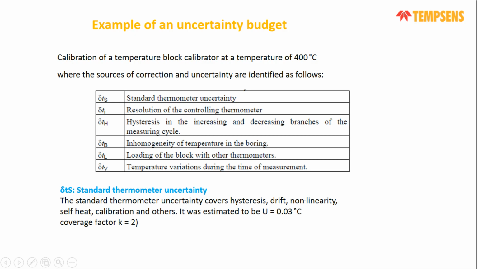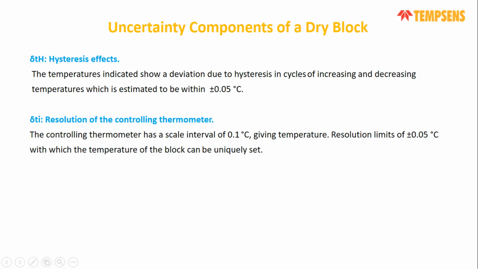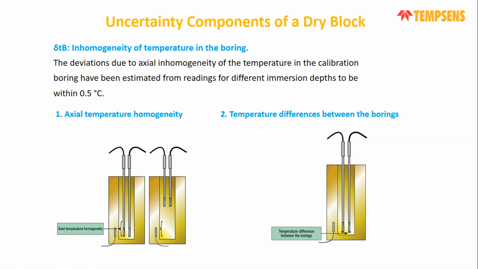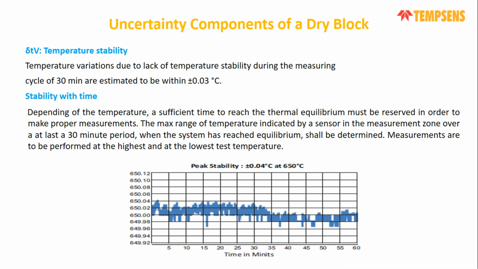Normally we consider 30 minutes. So let's say for the reference thermometer, you have a certificate for that, and you already get it in certificate form. It is 0.03 degrees centigrade with a confidence level of 95% or k equal to 2. It has a hysteresis of plus minus 0.05 degrees centigrade, and a resolution of 0.1, so the resolution limit would be plus minus 0.05 degrees centigrade. And the inhomogeneity, let's say the axial homogeneity and the radial homogeneity combined, gives you plus minus 0.5 degrees centigrade for 400 degrees centigrade. And the stability you are getting is plus minus 0.03 degrees centigrade.